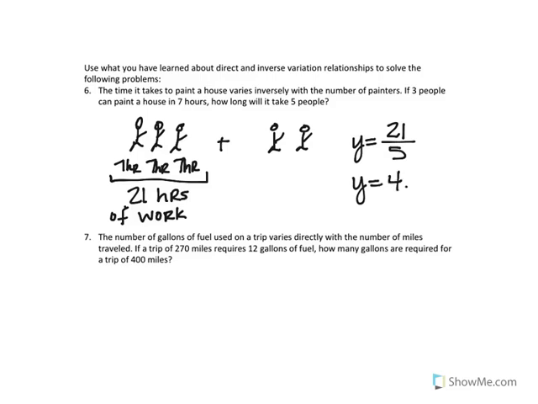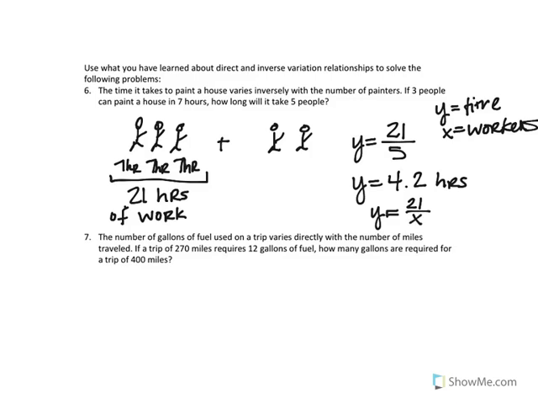is 4.2. What this means is that it's going to take 4.2 hours for 5 people to paint that same place. What our equation is here is y is standing for our time, and x is standing for our workers. Okay, so our equation was y equals 21 over x.